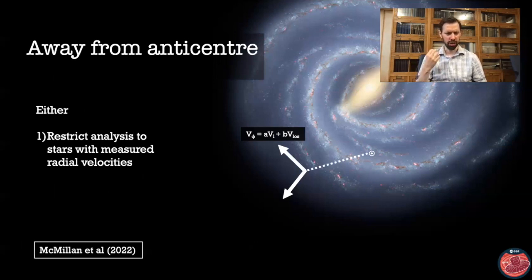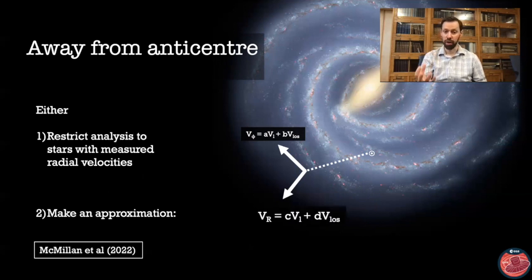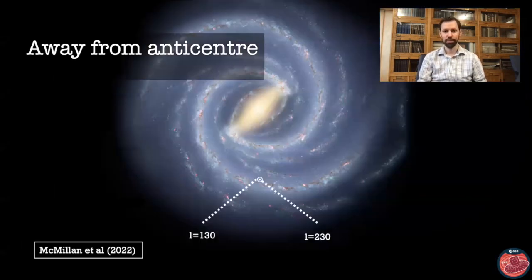But what I can do instead is make an approximation. And that approximation can be as simple as the radial velocity, the velocity of the star inwards or outwards from the galaxy, is small, certainly compared to the rotational velocity. And by using that approximation, we're able to work with data for a significant fraction of the Gaia stars rather than the still relatively small fraction of stars that have measured line of sight velocities.